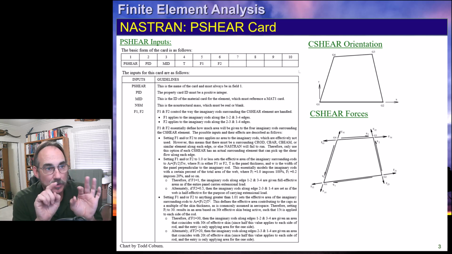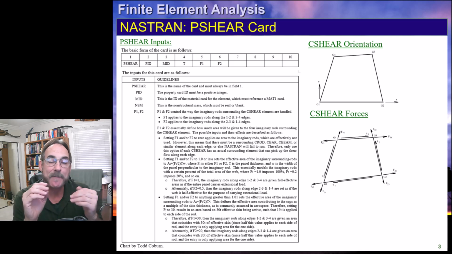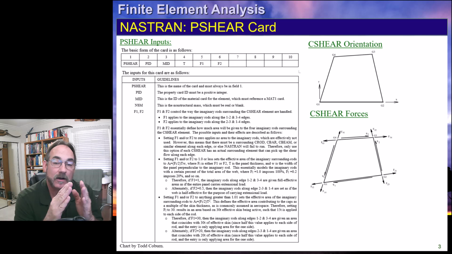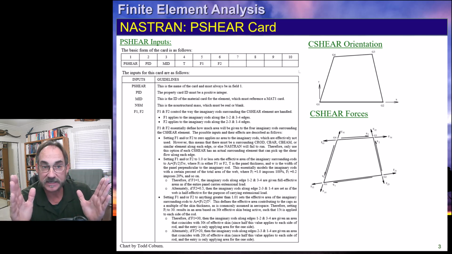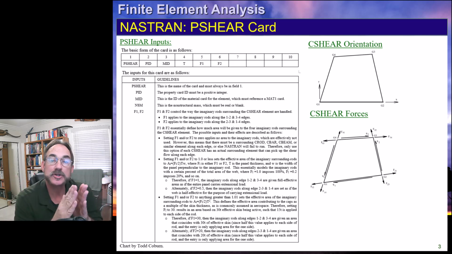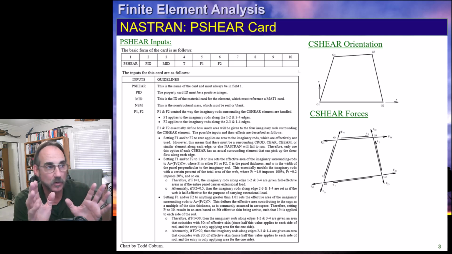Any value, if you put F1 or F2 larger than 1.01, then you're going to get that much effective skin. So if we put in a value of 30, we're going to get 30T of effective skin. If we put in 20, we're going to get 20T of effective skin, and so on.